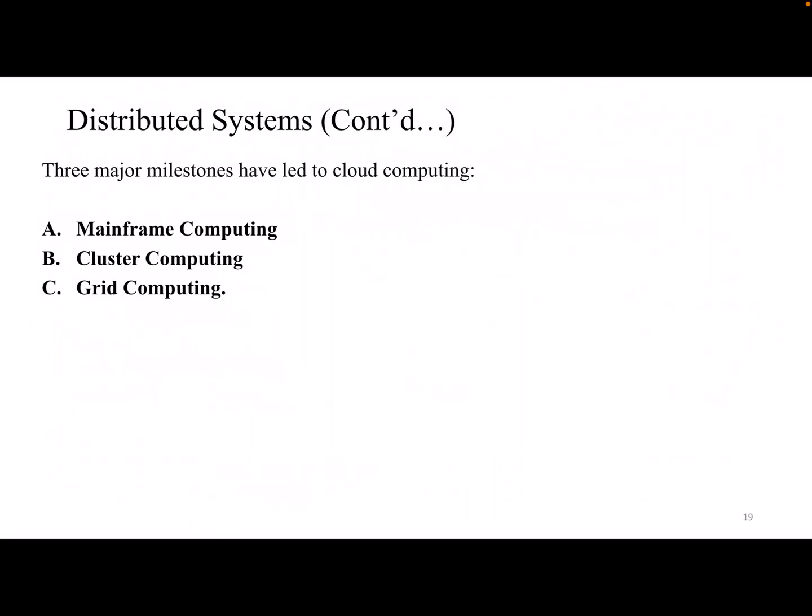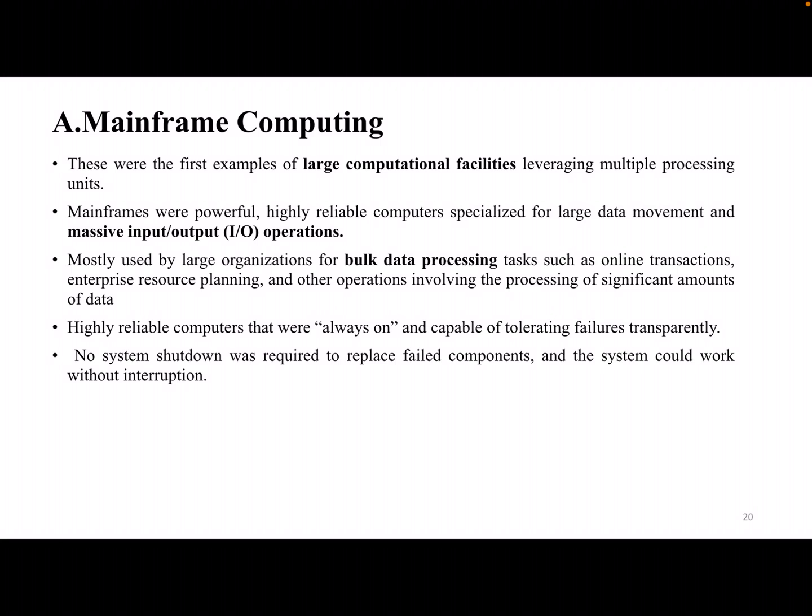As I told you at the start of the explanation, the distributed system has types in it. Mainly you should know the three major milestones that have led to cloud computing in distributed systems: mainframe computing, cluster computing, and grid computing. We'll see each one of them one by one.